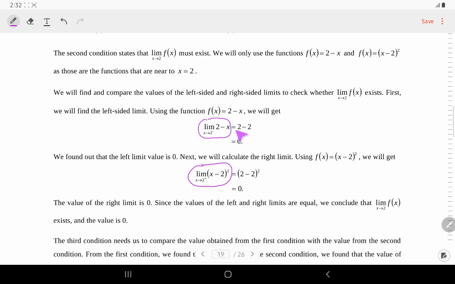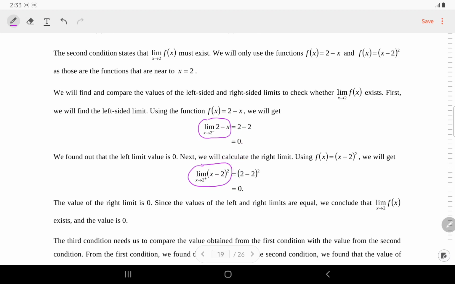Okay, for the left limit, we just substitute the value of 2 into the variable, so we get 2 minus 2, which is equal to 0. Meanwhile, for the right limit, the same step, we need to substitute the value of 2 into the variable, so we get 2 minus 2 square, so it will become equal to 0.